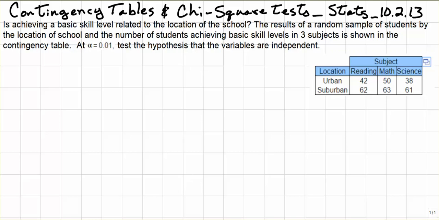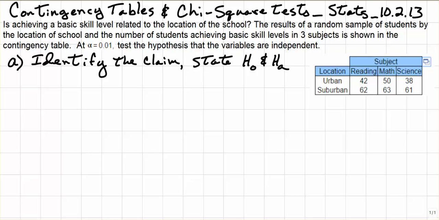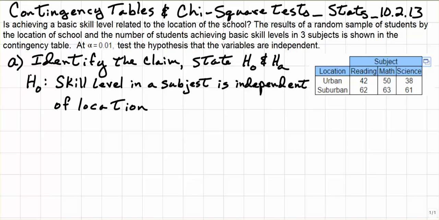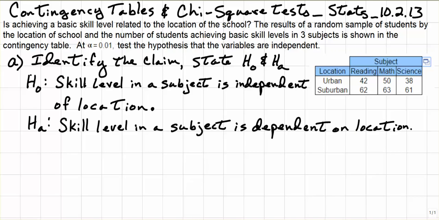Alright, the first thing that we need to do in this particular problem is identify the claim and state the null and alternative hypothesis. So, the null hypothesis, which is always a statement of equality, in this particular case is dealing with the claim. And that is the skill level in a subject is independent of location. And then the alternative hypothesis will be that skill level in a subject is dependent on location. In this particular case, the null hypothesis is the claim.